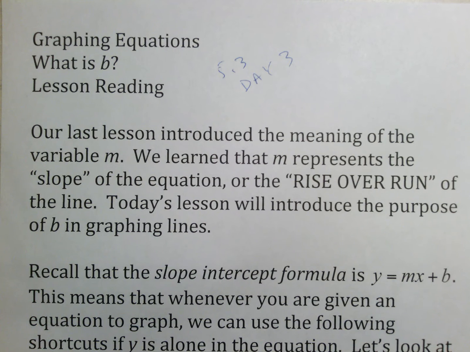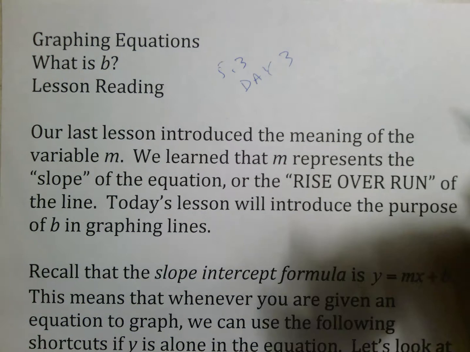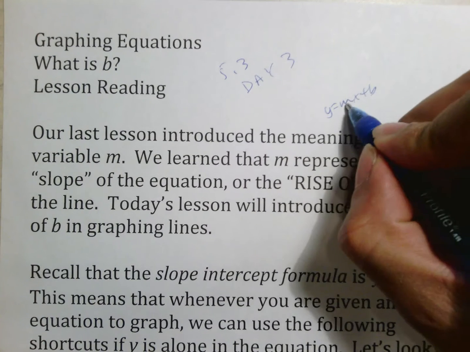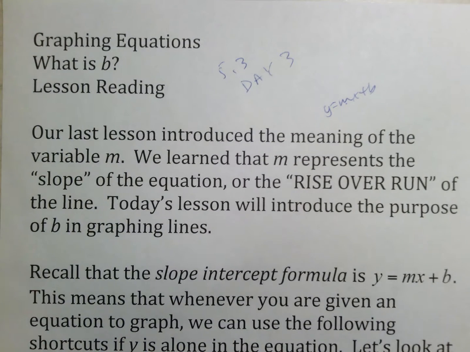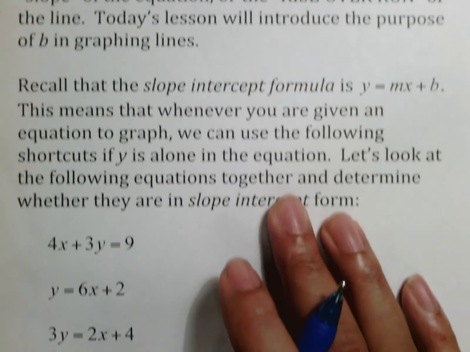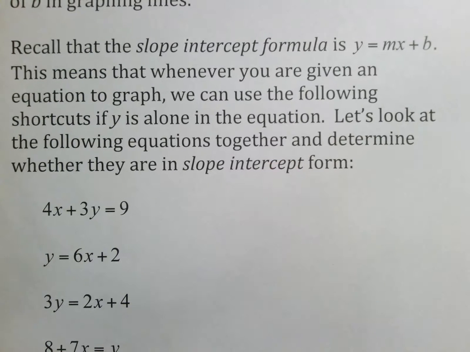And so if you think about our last lesson, we talked about the variable m in slope-intercept. Remember, the slope-intercept formula was y equals mx plus b, where m was slope. That's what we worked on yesterday. We learned that m represents the slope or the rise over run. Today we're going to talk about the purpose of b in terms of graphing those lines. And by the end of the day, we should be able to graph lines without having to do a lot of work.